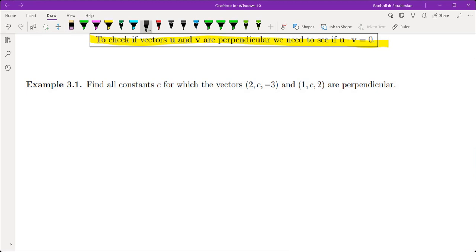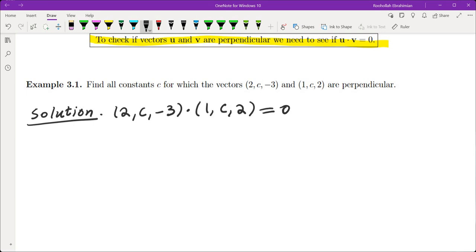So let's do an example on this. We are given two vectors, (2, c, -3) and (1, c, 2), and we are trying to figure out all the constants c for which these two vectors are perpendicular. So what we need to do is take the dot product of these two and see when the dot product is 0.